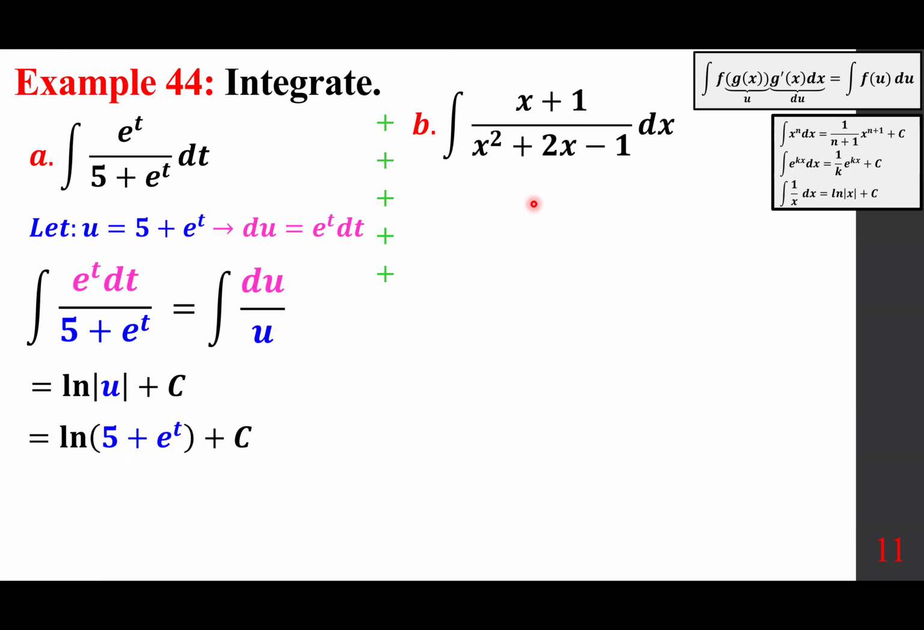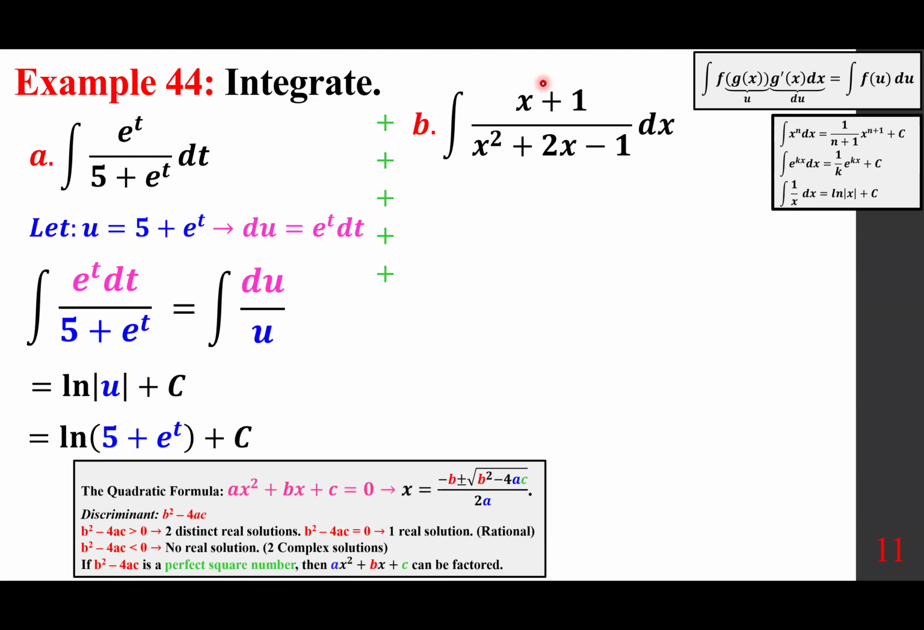How do you know you can't simplify? By the way, even if you can factor the bottom, it has to have a factor of x plus 1 to be simplified. So the reason we can't, I'm going to remind you of the quadratic formula. And the discriminant, b squared minus 4ac: if it is positive, we have two distinct real solutions. If it's 0, one; if it's negative, none, or two complex solutions. And if it's a perfect square number, it can be factored.